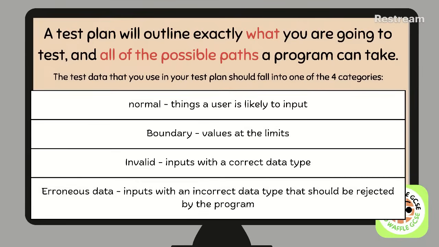And then erroneous. I always thought invalid and erroneous data were the same. Well, I'm so glad you watched this because this is a common error and they could ask you about that in the exam, so it's good that you know. Erroneous data is when your input has the incorrect data type and it should be rejected by the program. For example, if you say your age is PQR, that's got nothing to do with it, so it would be immediately rejected. Hopefully that makes sense.